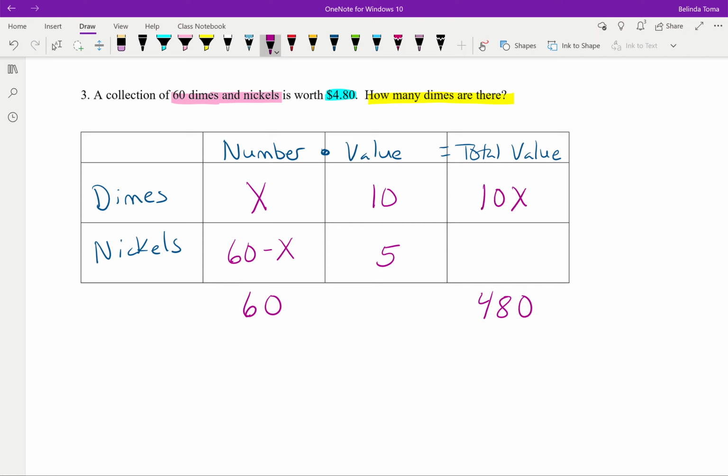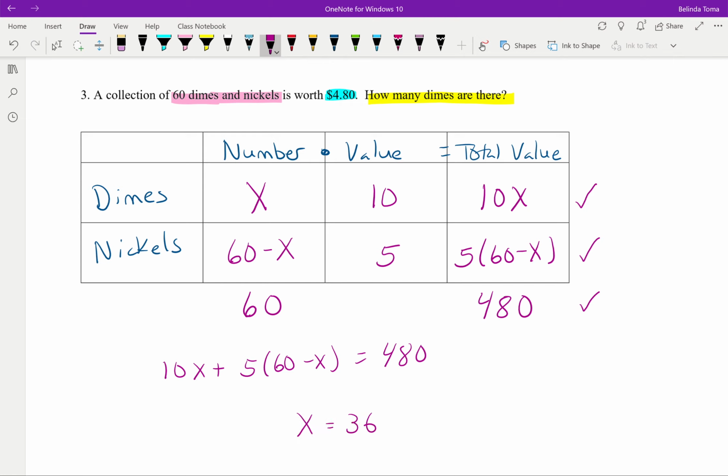So again, similar to the last two, I'm going to multiply number times value, being careful to put those parentheses in when we need it, and we're going to see that the value of the dimes plus the value of the nickels is equal to the total value. So our equation would look like this. 10x plus 5 times the quantity of 60 minus x is equal to 480 cents. And when we solve for this one, we're going to get x is equal to 36. There are 36 dimes.